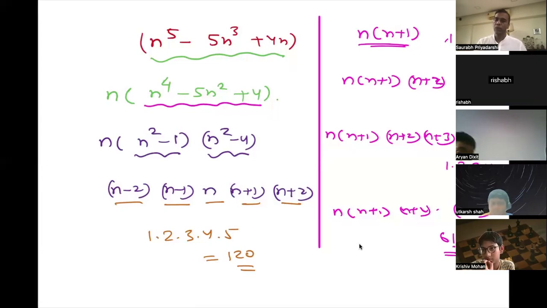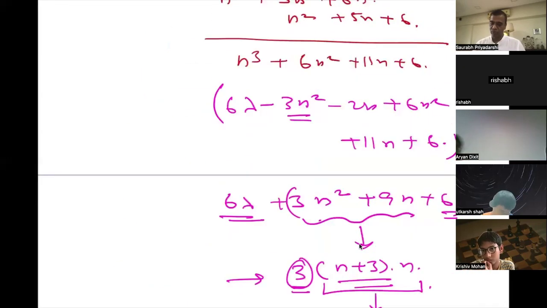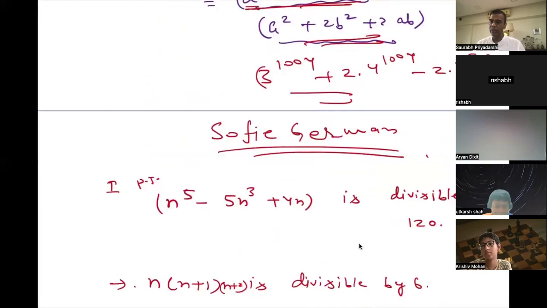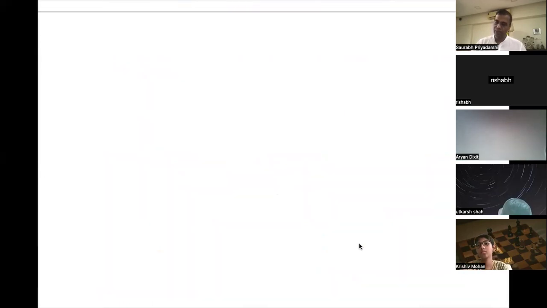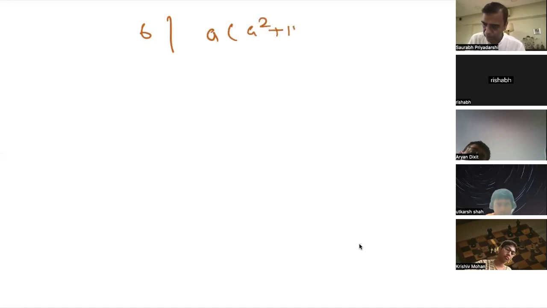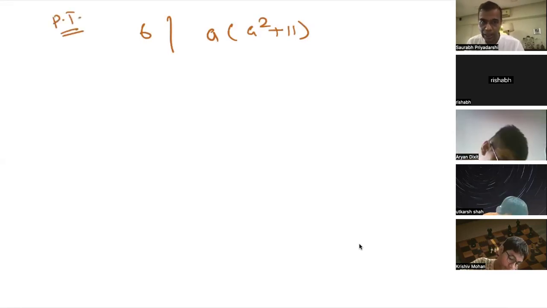Sure. Next. So this is the first concept when we are talking about a number being divisible by consecutive numbers. Now, the second one is the basic concept. I'm just writing one number. You all know now: 6 divides a square plus 11, right? I have written this for any integer a. We have to prove 6 divides a into a square plus 11.